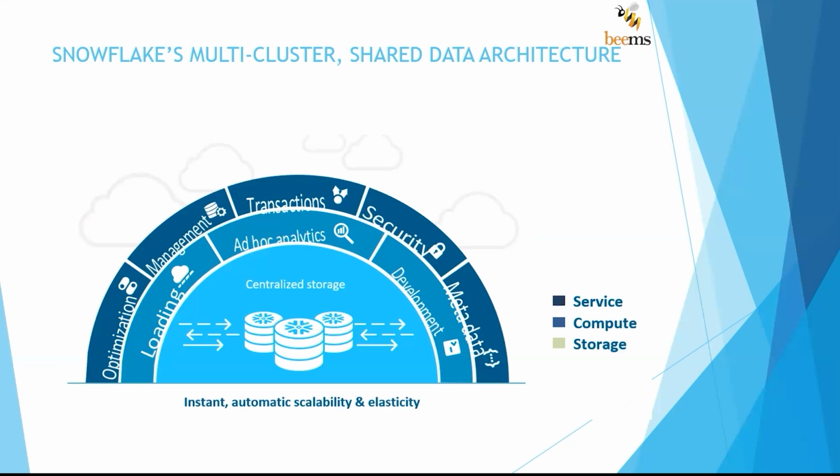The first layer is the service layer, or cloud services layer. The second layer we call the compute layer. And the third one, the storage layer. So your environment is divided into these 3 layers. The first one, the cloud services layer, whatever you can see here, this first layer, is basically to manage your environment.